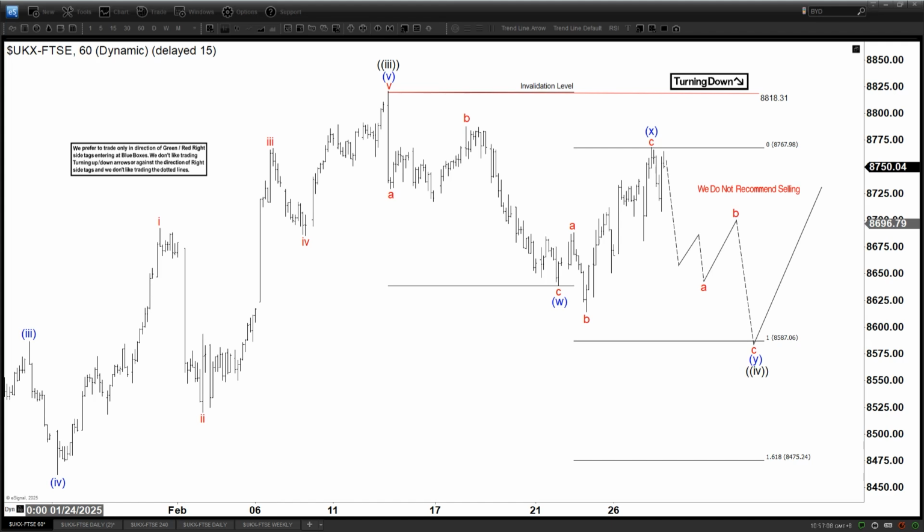Today is February 28 and we're going to be looking at the chart of the FTSE 60 minutes time frame here. We ended with 3 over here and are now in the process of doing wave 4, and potentially can see more downside in the shorter cycle as long as we don't break above 8818. Now there's a little bit of a relative difference here.